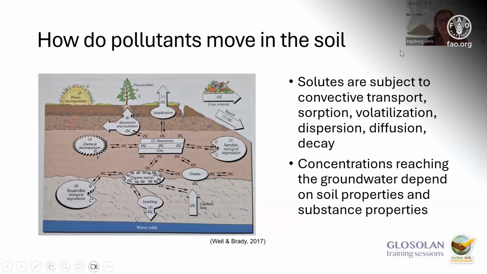The concentrations you will find, the concentrations reaching the groundwater, depend a lot on the substance properties, because the substance properties will determine if you have volatilization, but also if decay is possible. For instance, heavy metals are not subject to decay. They also depend on the soil properties. So it's the combination of the two that will determine how much of your solute will reach the groundwater or how much you can find in the soil layer.